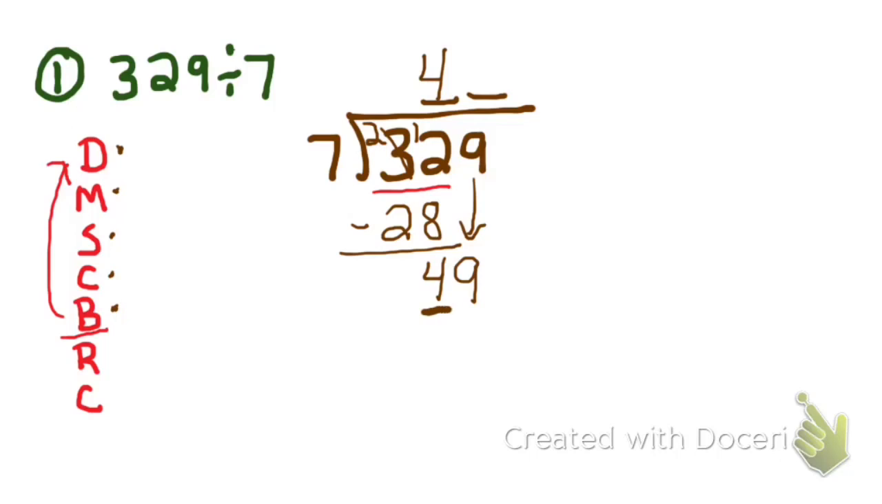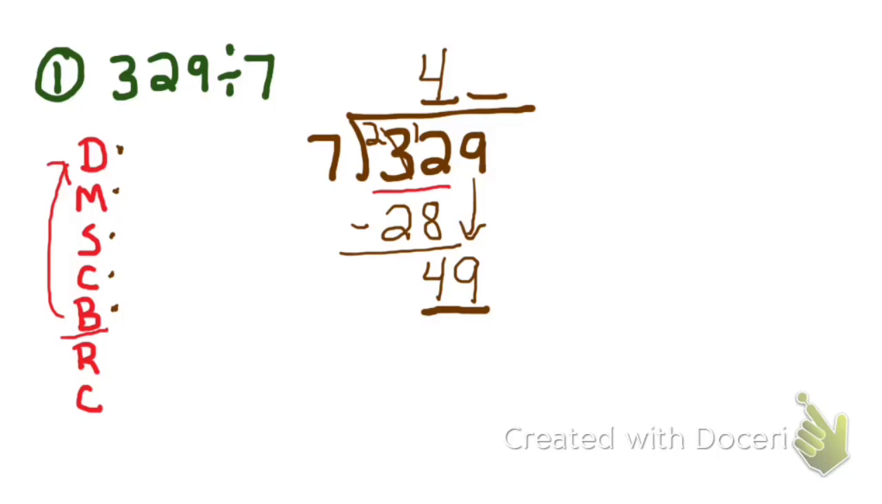After I bring down, I underline my new number because that's the number I'll be dividing into. And if I bring down, I follow that arrow back up to divide, so I'm ready to divide again. My divisor 7 will go into the entire new number on the bottom that I just underlined. So 7 goes into 49 how many times? 7, 14, 21, 28, 35, 42, 49.